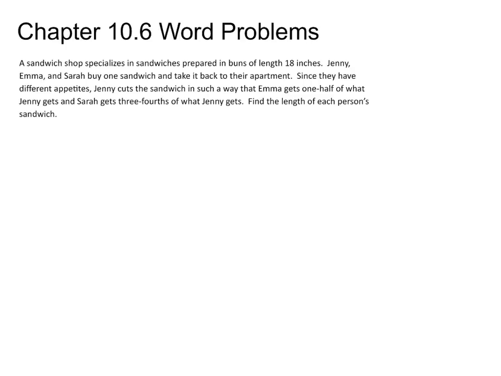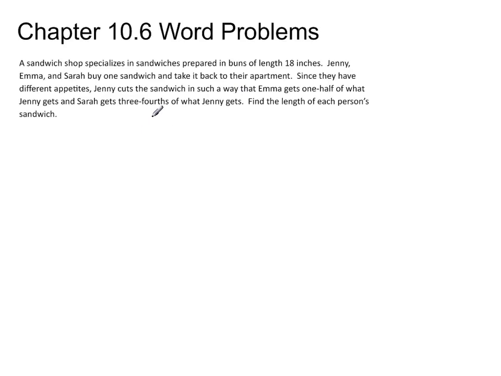The first one we're starting with looks very imposing with like 5 lines, but we'll just tear it apart sentence by sentence. A sandwich shop specializes in sandwiches, prepared in buns of length 18 inches. So we got a sandwich shop, they have 18-inch subs, okay, good deal. Jenny, Emma, and Sarah buy 1 sandwich and take it back to their apartment. Since they have different appetites, Jenny cuts the sandwich in such a way that Emma gets 1/2 of what Jenny gets, and Sarah gets 3/4 of what Jenny gets. Find the length of each person's sandwich.